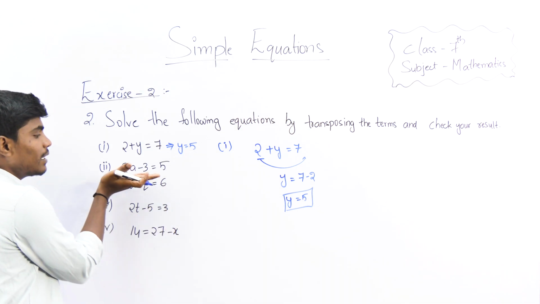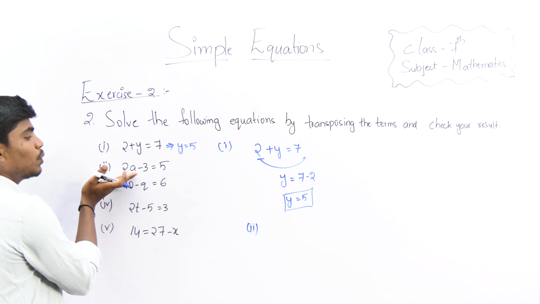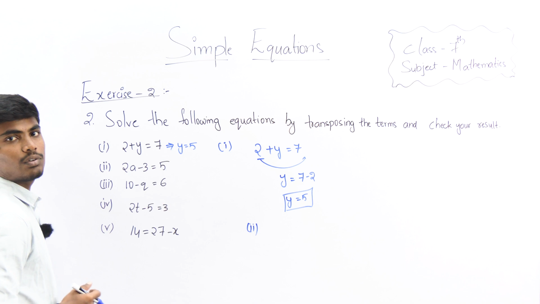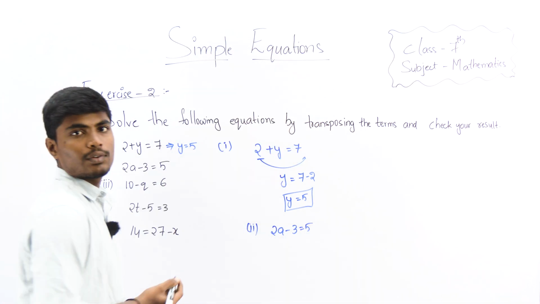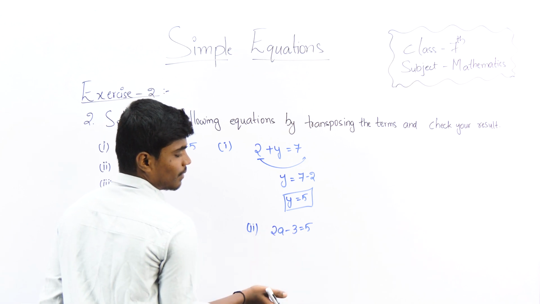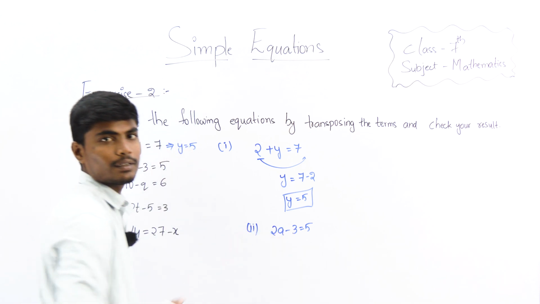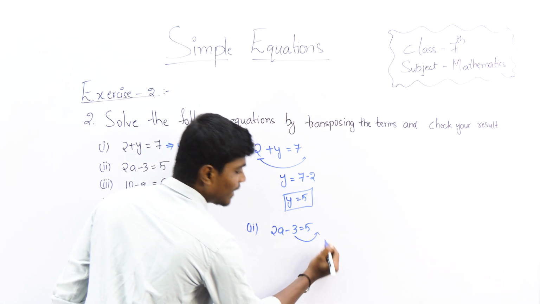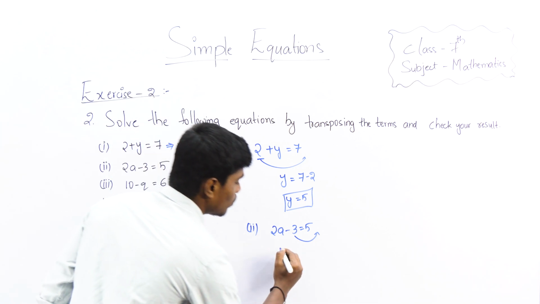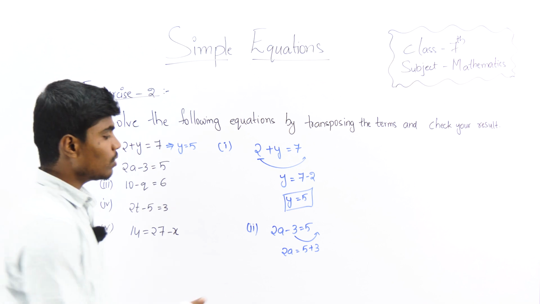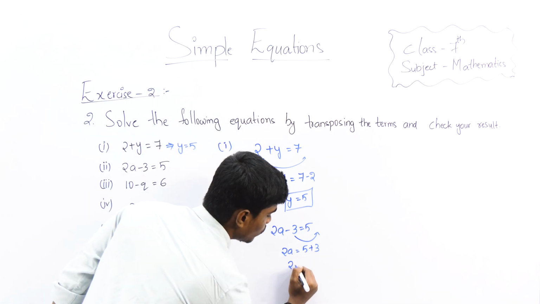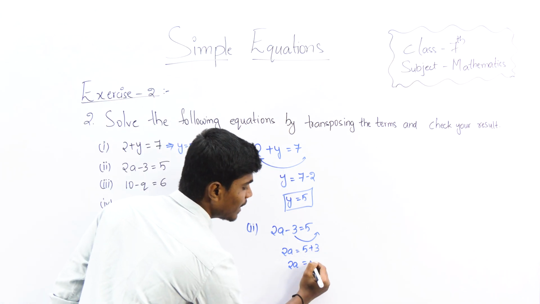Now let's move to the second one. 2a minus 3 is equal to 5. Here 3 is subtracting. If we move 3 to the right side, it will add. So 2a is equal to 5 plus 3. 5 plus 3 is 8, so 2a is equal to 8.